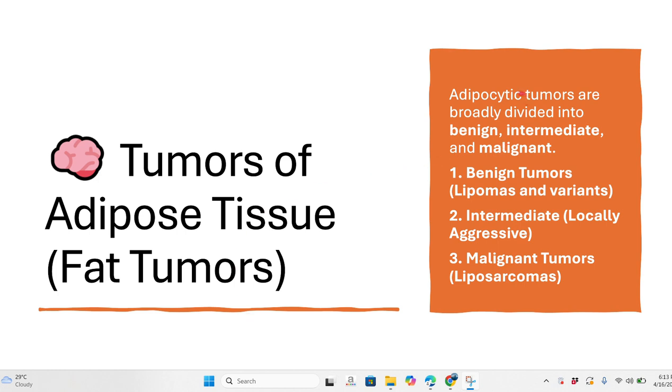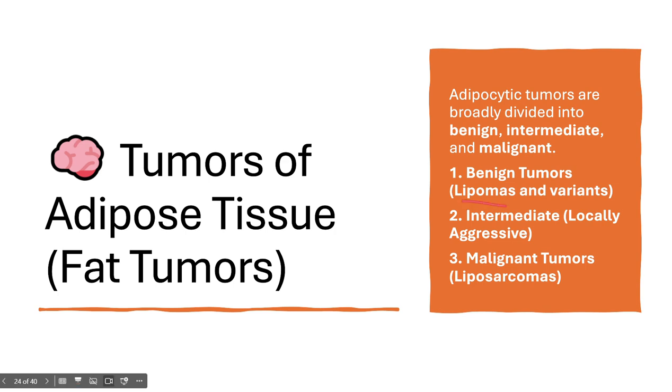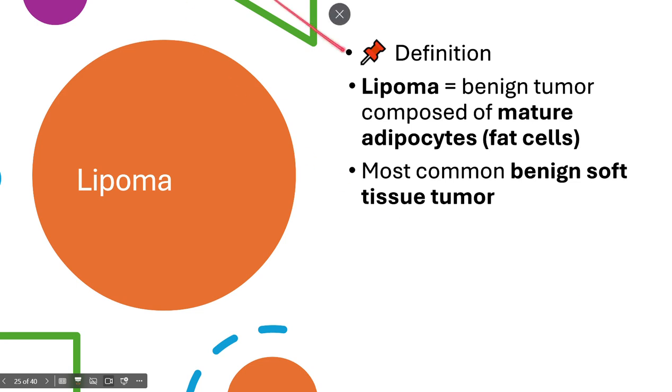Tumors. So the adipocyte tumors are broadly divided as benign tumors, intermediate tumors, and malignant tumors. The most common benign tumors are the lipomas, and the most common malignant type tumors are the liposarcoma. So, what is a lipoma?